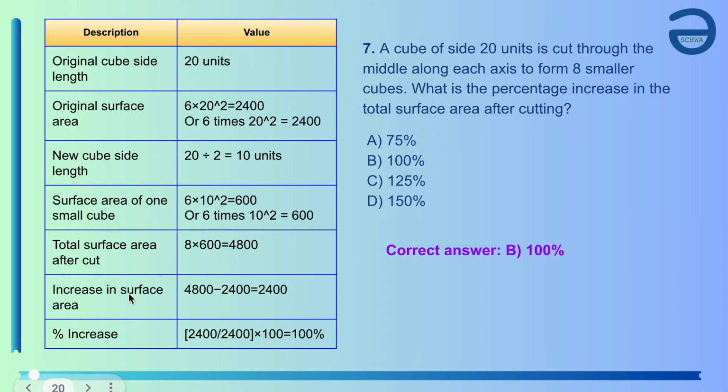So the increase in your surface area is this new area, 4,800, minus the original area, 2,400. So the area actually doubled because from 2,400 you went to 4,800. So that means the increase was 100% because it doubled. You can even calculate it here. And that's your final answer.